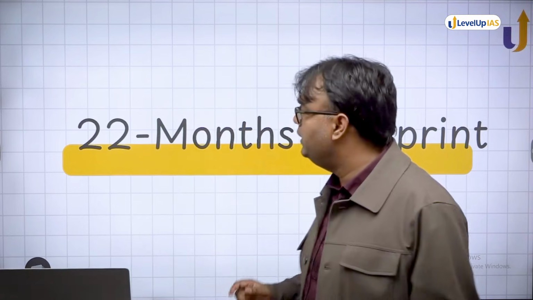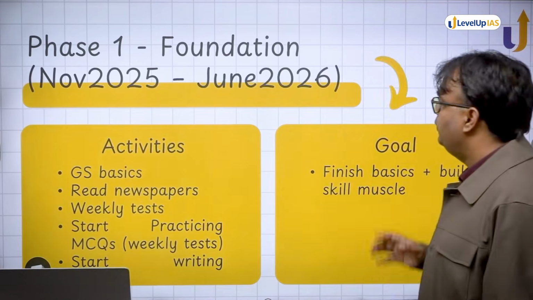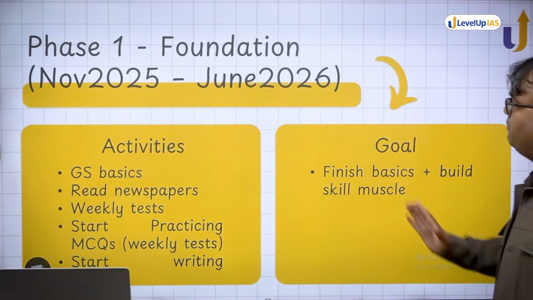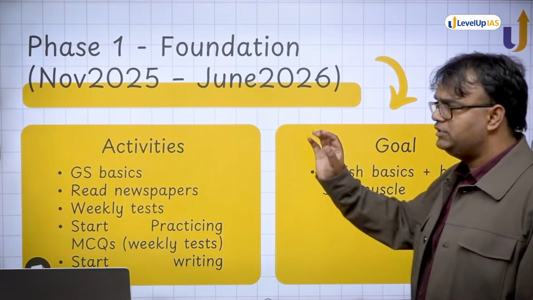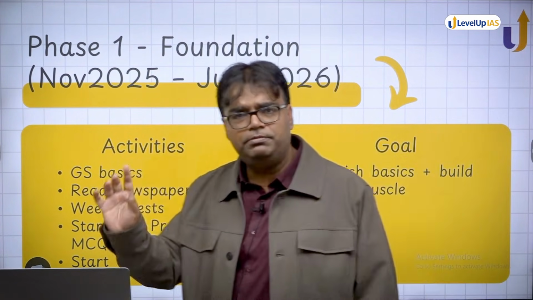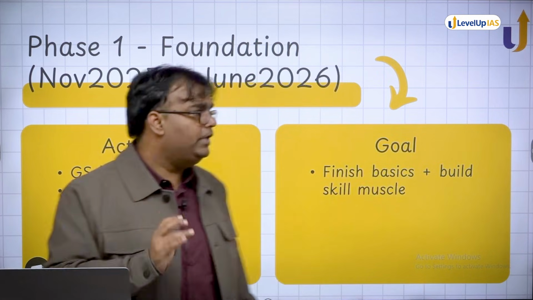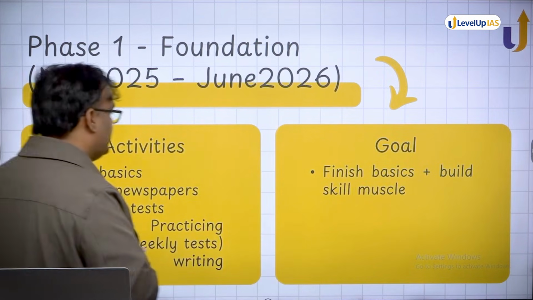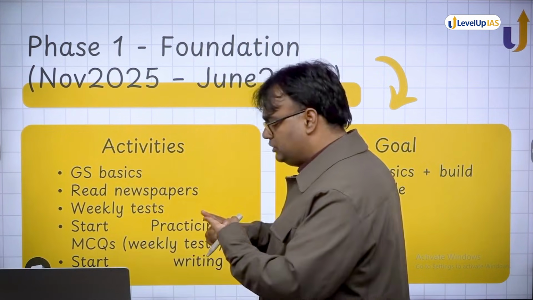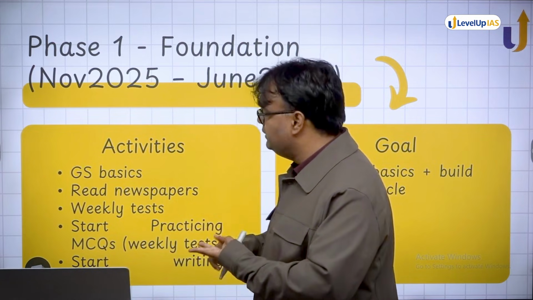पहली चीज से शुरू करते हैं. सबसे पहले क्या करना है? देखो यार, फेज 1 नवंबर से जून, जो ये 8 महीने का फेज है, नवंबर, दिसंबर, जनवरी, फरवरी, मार्च, अप्रैल, मई, जून, यहां पे I want you to prioritize your GS basics, जैसे हिस्ट्री, ज्योग्राफी, पॉलिटी, इकोनॉमी, साइंस, एनवायरनमेंट.